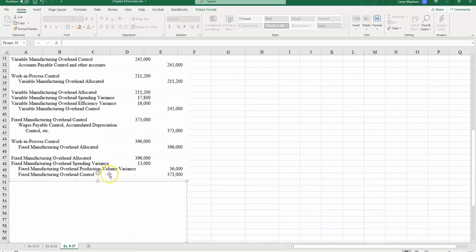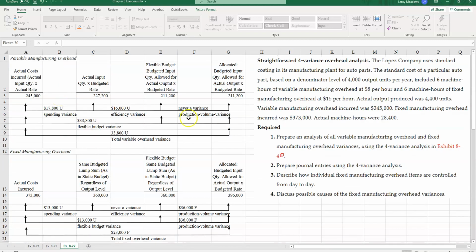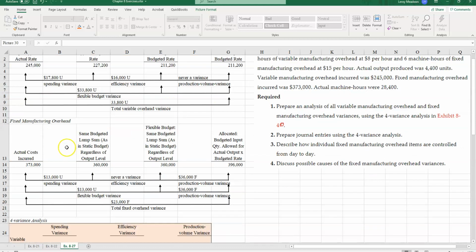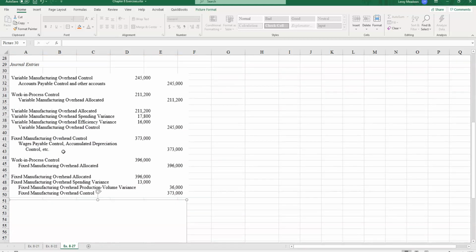And then we did our journal entries, and we actually were able to pull these from the table here, and it made computing our journal entries a lot easier and a lot faster.